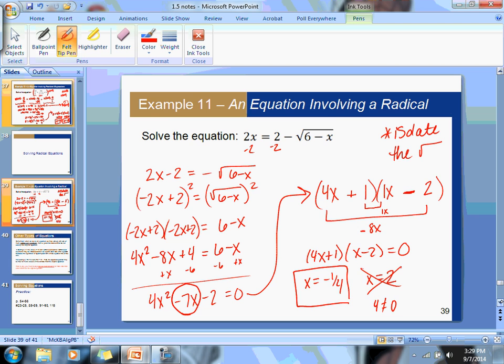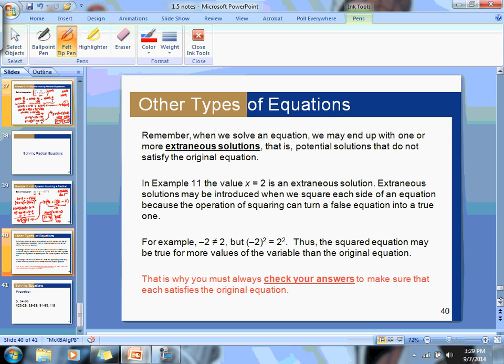And since we've been talking about this for 3 days now, here finally is a slide to remind you that sometimes when you're solving equations, you end up with extraneous values. Those are solutions that don't satisfy the original equation. So this is why you have to check your work. You have to check your answers to make sure that you get solutions that satisfy the original equation.